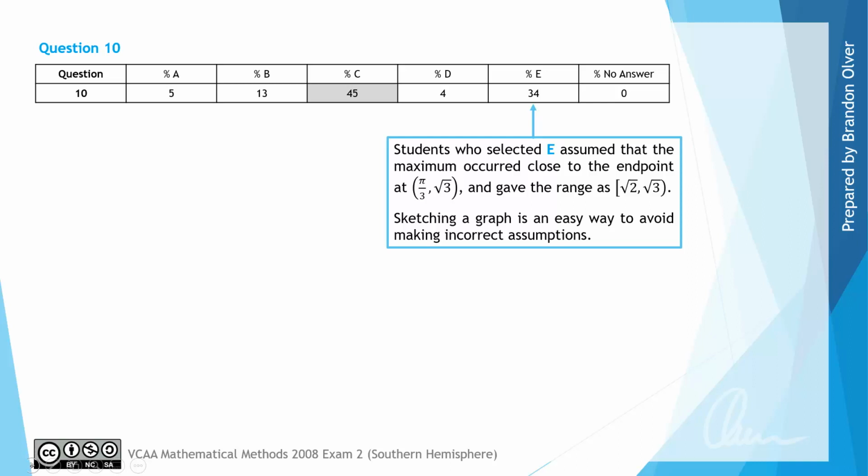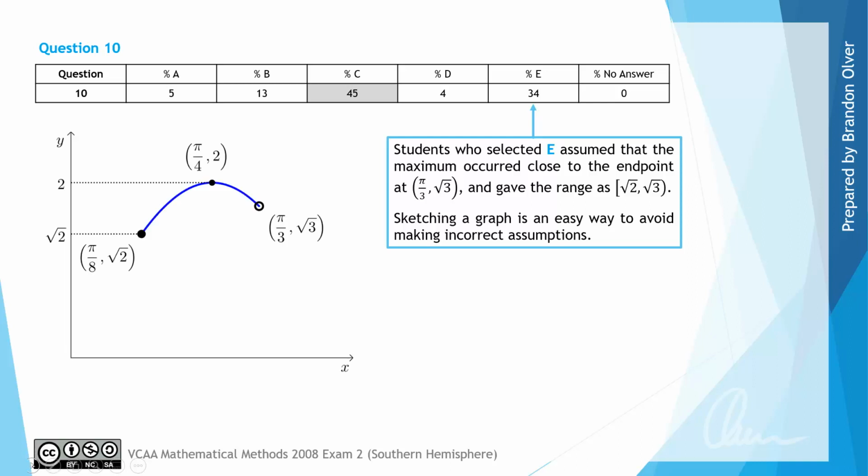And the tip here is that sketching a graph is an easy way to avoid making incorrect assumptions about the range. So just to show that graph again, here's one computer generated. We can see that because there's a maximum turning point between the two endpoints, it's not enough just to find the y values of those endpoints. You've got to make sure that you find the absolute maximum value. In this case, that was 2, as well as the minimum value over that domain, which was root 2. So again, sketching a graph is a great way of approaching questions like this. And if you've got a calculator, it's a reasonably easy thing to do.